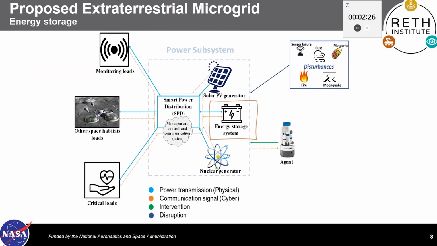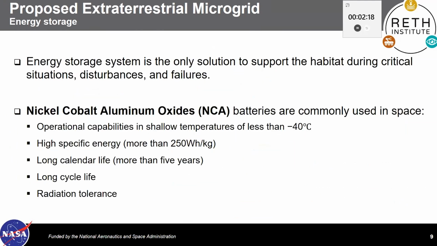Now I will talk about energy storage. Energy storage is the only solution to support the habitat during critical situations, disturbances, or failures. For space applications, we found that NCA lithium-based batteries are mainly used because of their capability to operate at very low temperature, and they have a long lifetime.